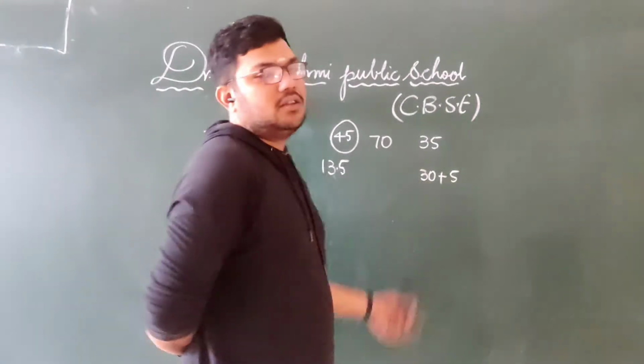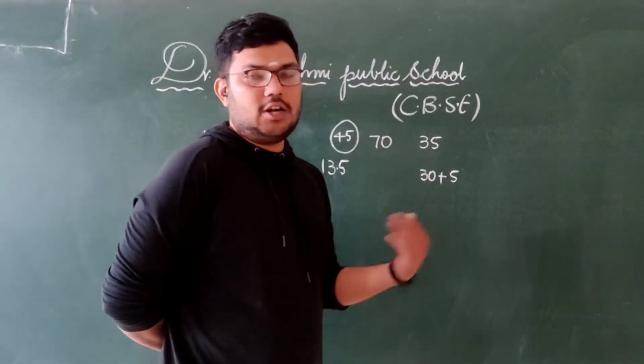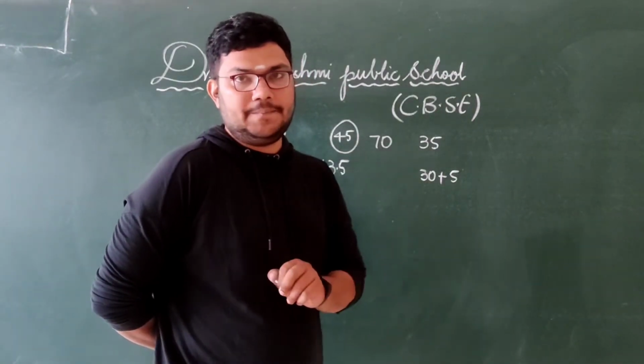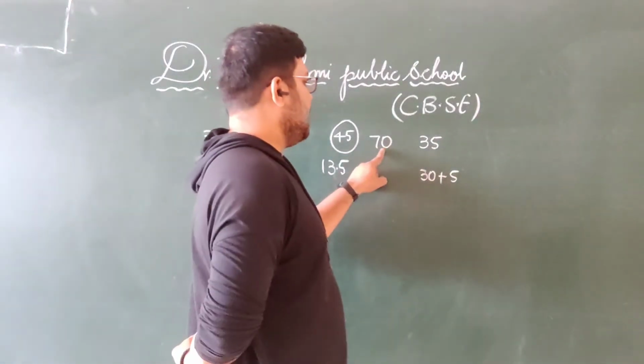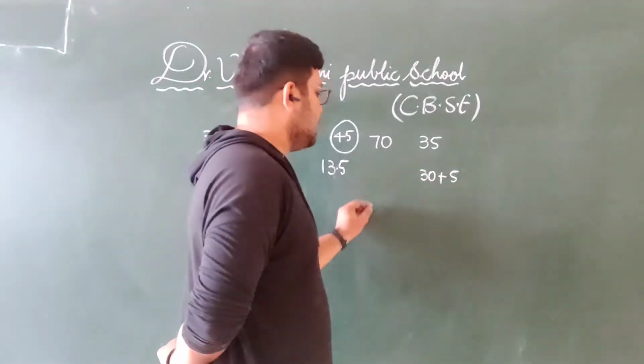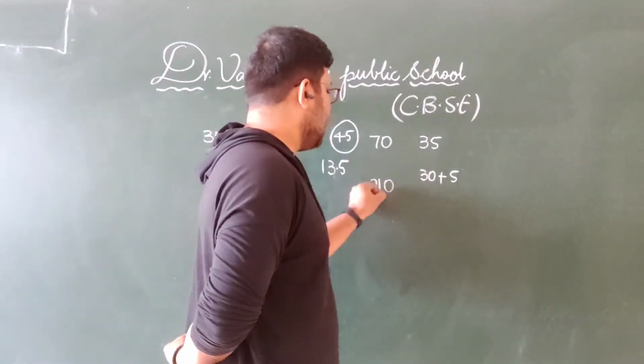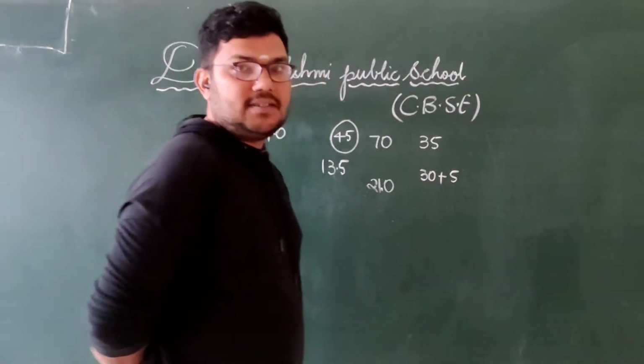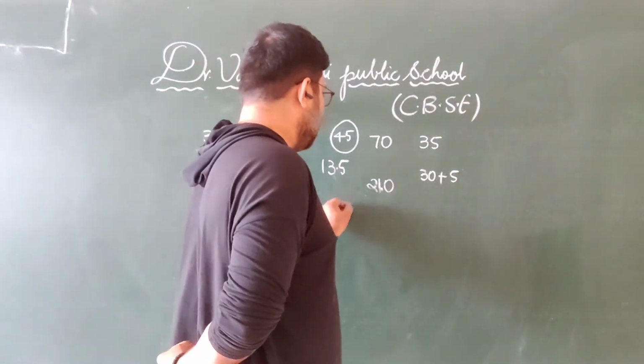For 30%, I said already, you have to multiply with 3 and keep a dot. So I am multiplying 70 with 3. That is 210, and keeping a dot, so 30% is 21. Keep it aside.